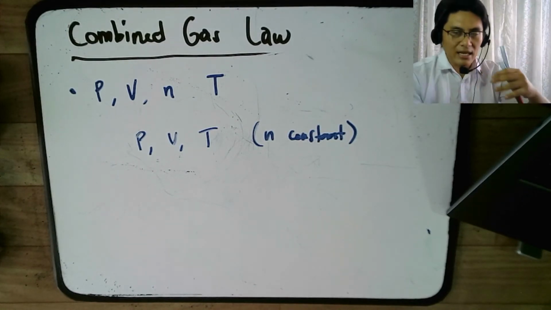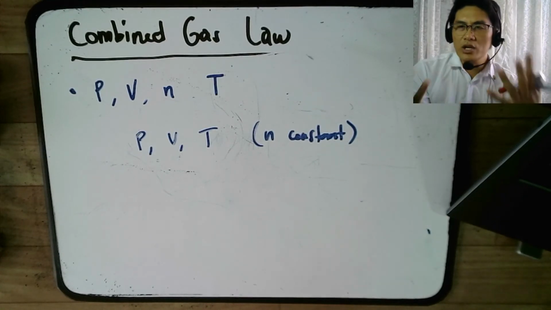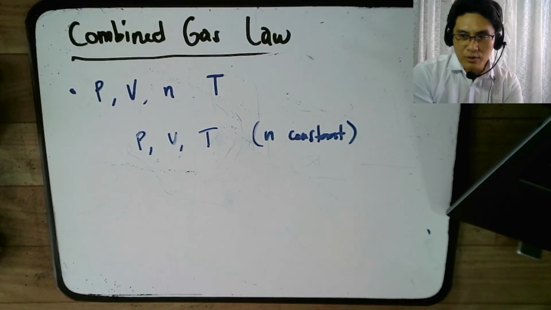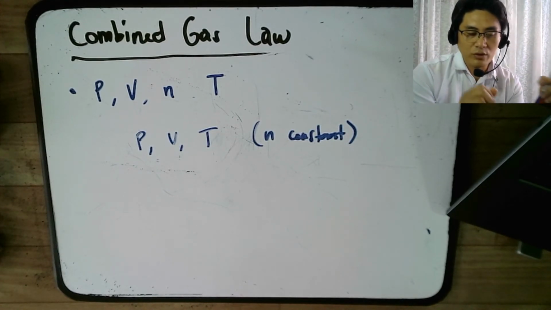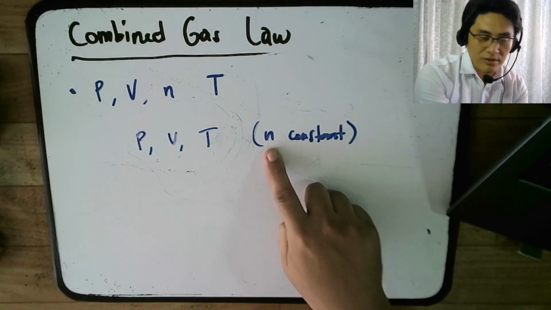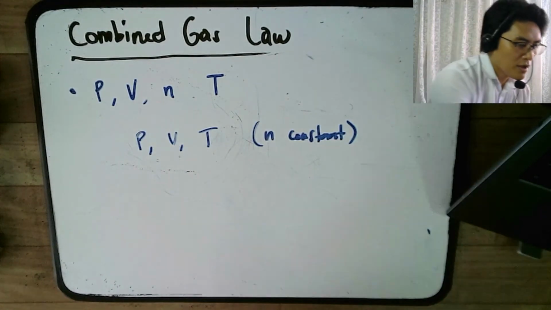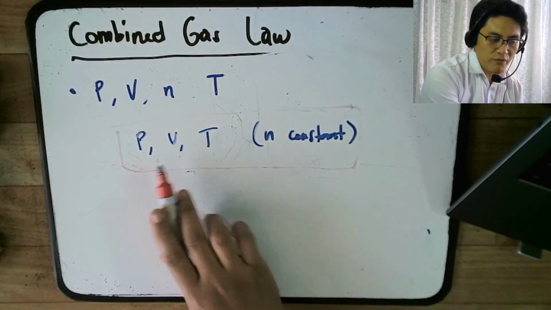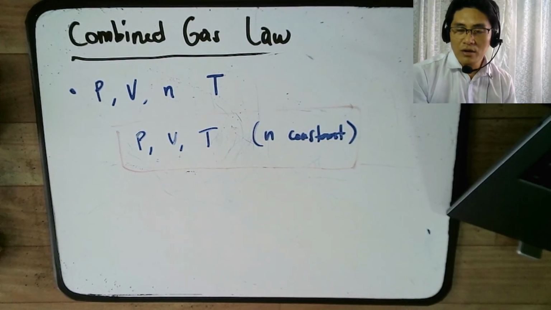You're combining Boyle's law, Charles's law, and Gay-Lussac's law by looking at the commonality between them, and the commonality is that they have to keep the number of particles constant. So now you have this law whose focus is to look at the relationship between the three, pressure, volume, and temperature, when you have the number of particles constant.